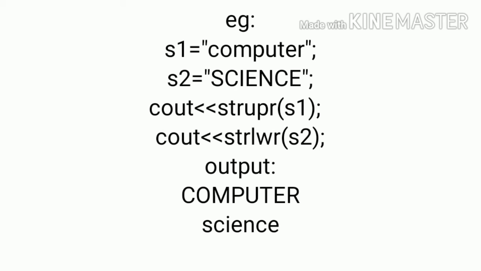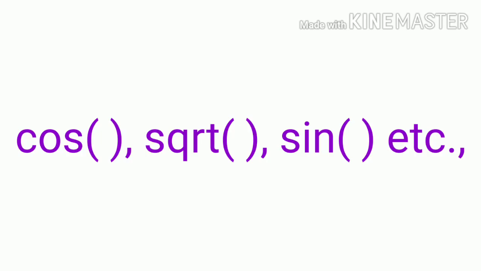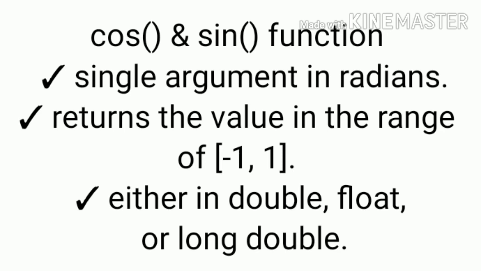Okay. The next concept is mathematical functions. A number of mathematical predefined functions are there in the C++ library. For example, sin, cos, sqrt, that is square root, and so on. First we see about the sin and cos functions. These two functions take only a single argument in radians and also return a value in the range from -1 to +1. Okay, -1 to +1. The values are either double, float or long double.